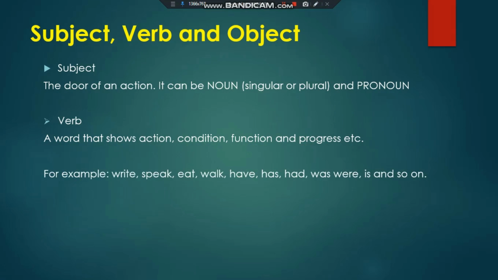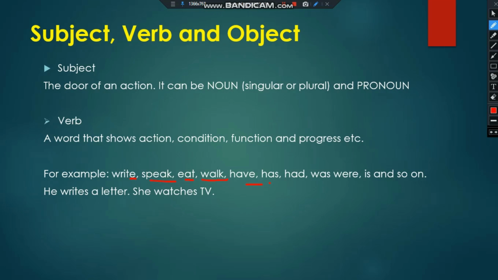These are some examples of verbs. For example, here we have write, speak, eat, walk, have, has, and so on. We have even helping verbs and main verbs. So all these are used in a sentence in order to write a correct form of a sentence, right?